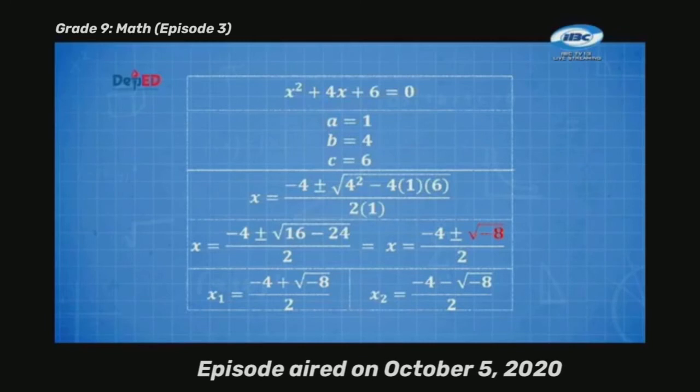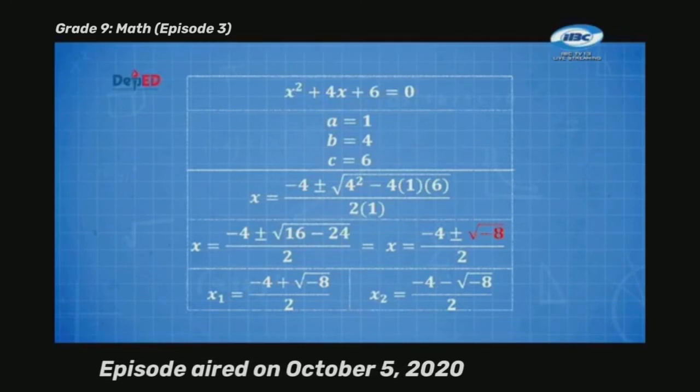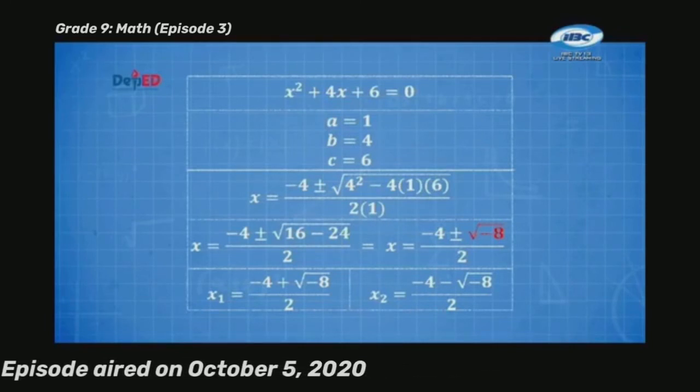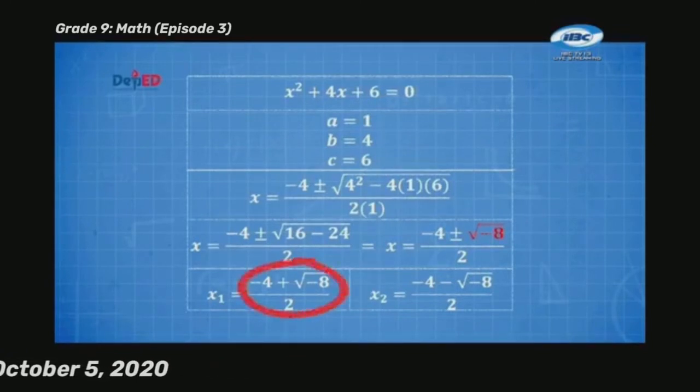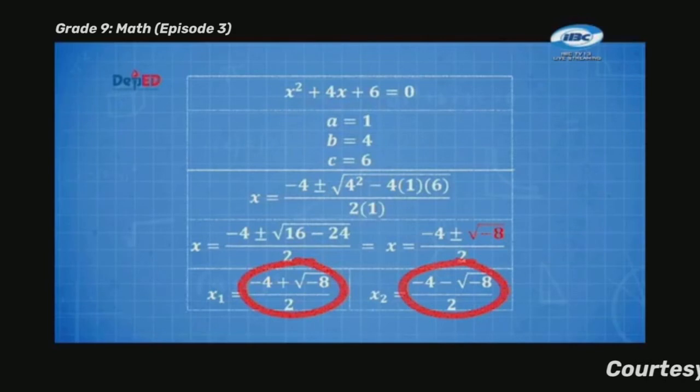In this case, since we can't combine real and imaginary numbers, we don't need to do anything to solve for x. So we take negative 4 plus the square root of negative 8 all over 2 and negative 4 minus the square root of negative 8 all over 2 as the roots of the equation, of the form that doesn't use the imaginary unit i.